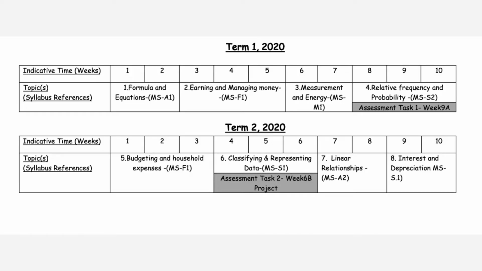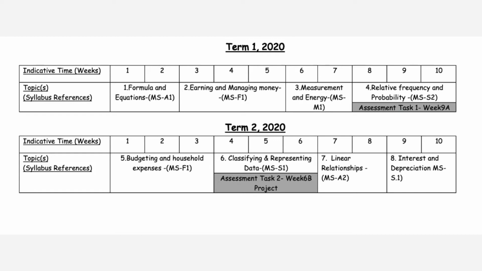This is the scope and sequence for Term 1 and Term 2 as planned at the beginning of the year, and in spite of all the interruptions that we've had throughout Term 2, most teachers were able to follow the original plan. So this is the content that the students have covered.